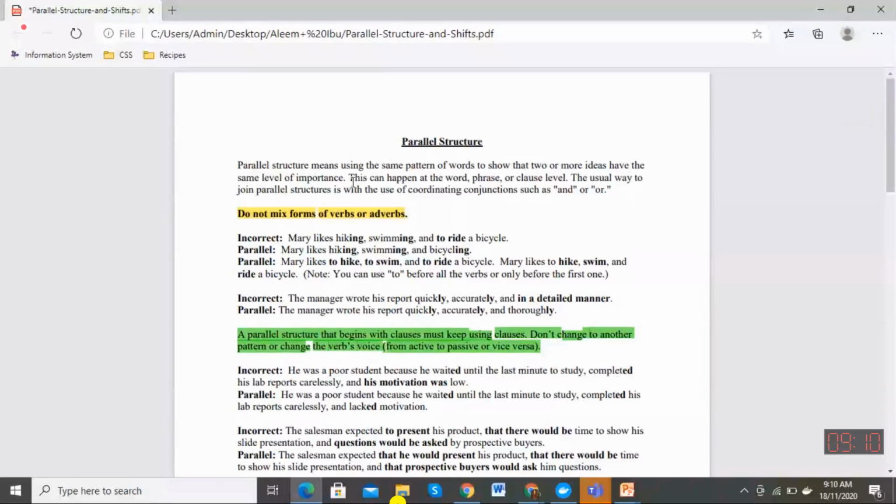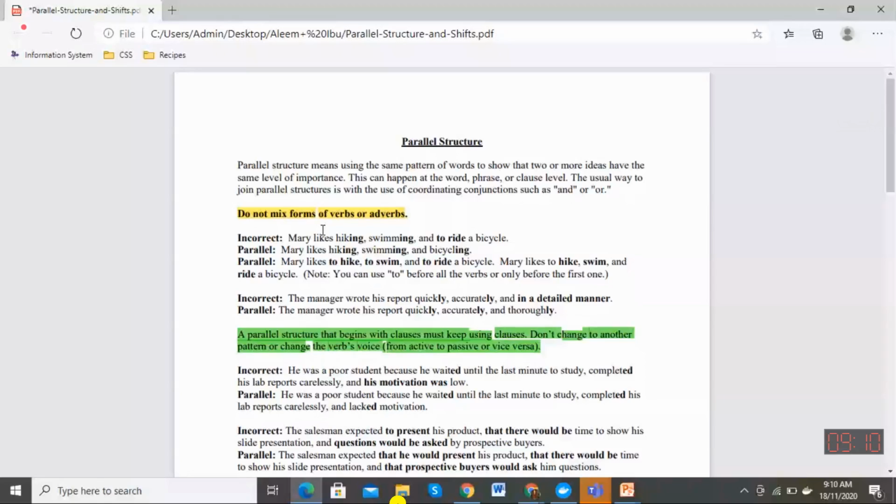The usual way to join parallel structure is with the use of coordinating conjunctions, such as and or. So these are parallel structures. It's a technique of using the same pattern of words, class of words, or same structure to make your idea and give the same importance to the other parts of your sentence or your idea.